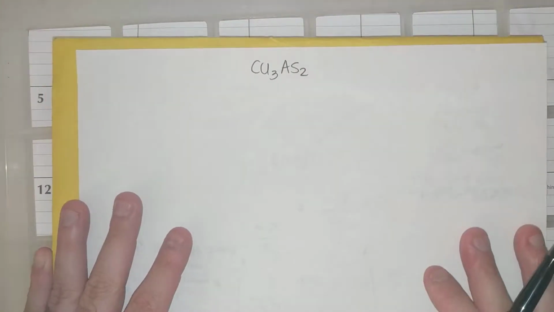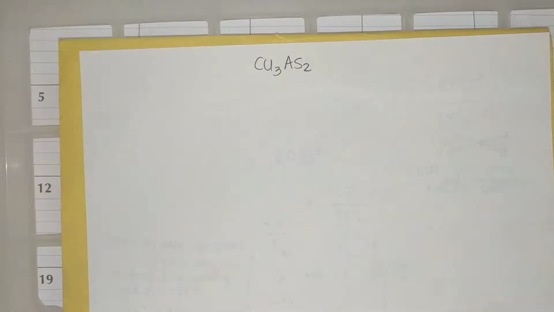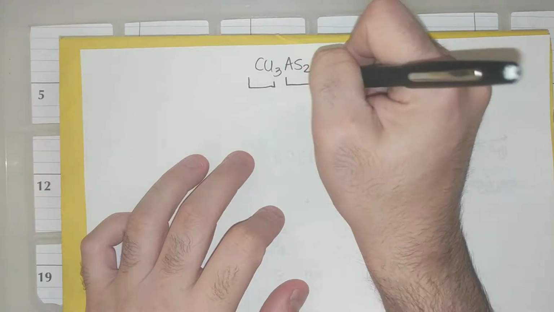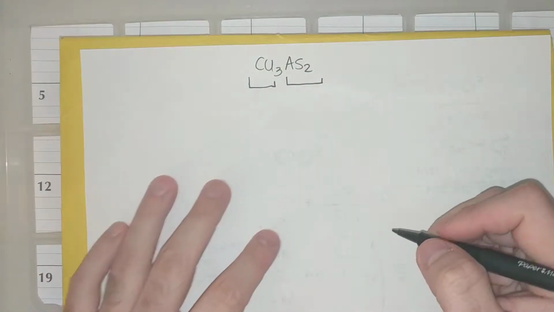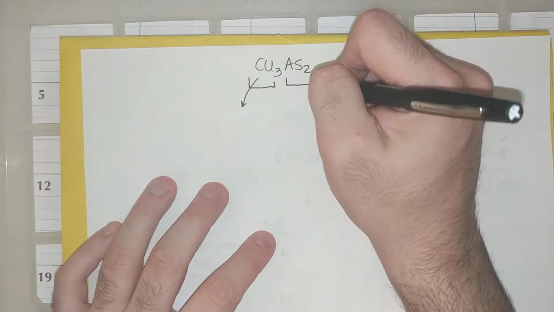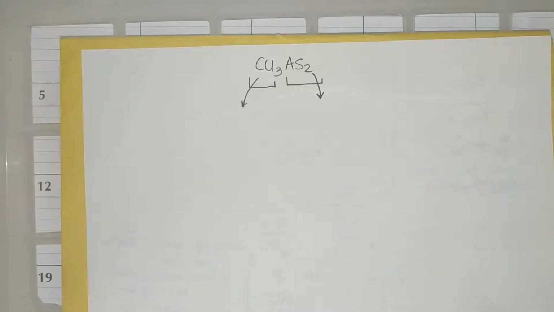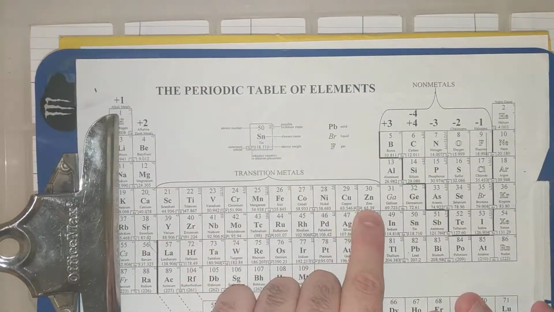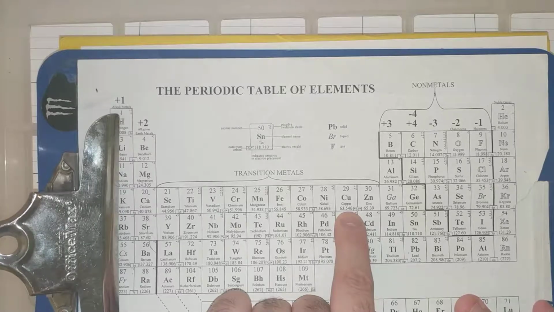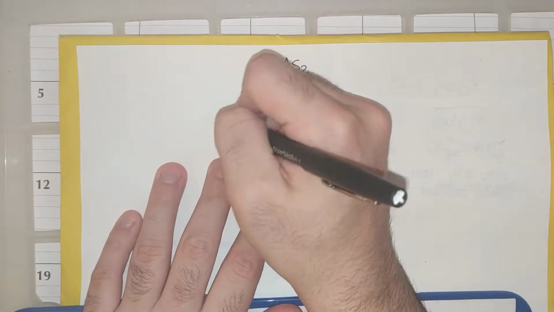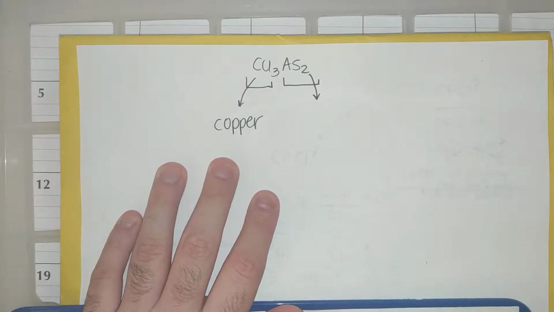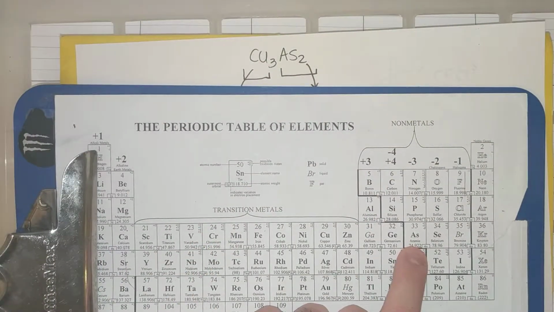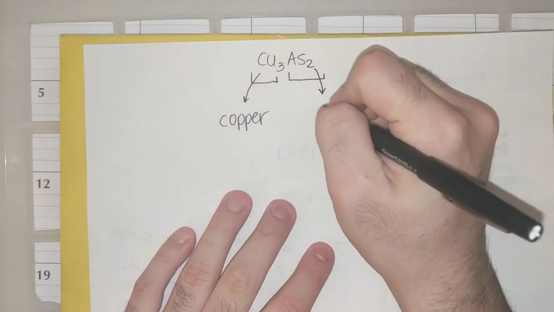And doing another example, let's try and figure out the name now. Remember, I said in this practice, I'm not doing polyatomic ions. So let's try and name each one using the periodic table, and then we can figure out the charge. So Cu, according to the periodic table right here, that's copper. As, according to the periodic table, that's arsenic. I'm going to write it as arsenic first.